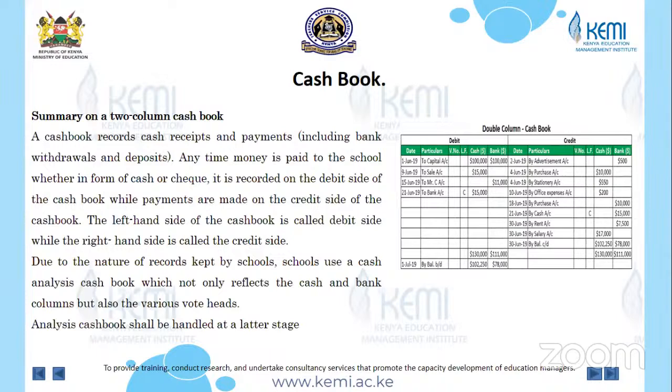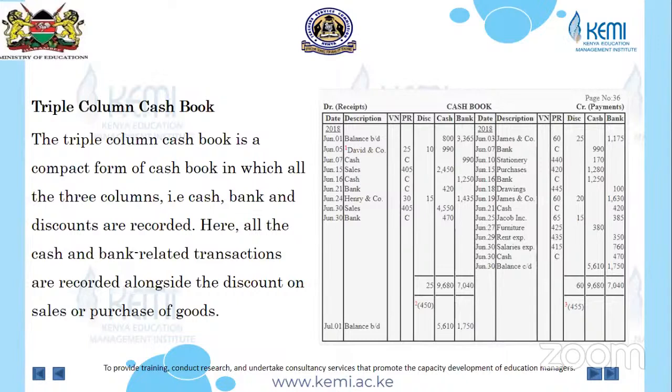Now we also have the triple column cash book, and that is why you are seeing three columns that talk about money. The triple column cash book is a compact form of cash book in which there are three columns, i.e. cash, bank and discounts. Here all the cash and bank related transactions are recorded along with the discount on sales or purchase of goods.